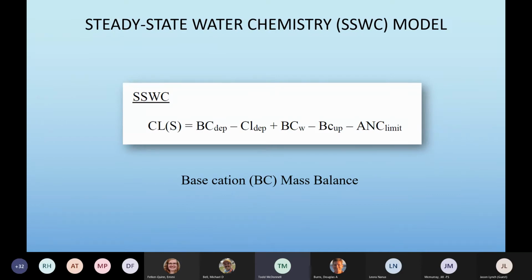So like Jason mentioned, we used a trimmed down version of the SSWC model. We took out the nitrogen terms, so we're generating critical loads of sulfur in this project. We have that base cation balance where we have the inputs from deposition and weathering, and then we have the outputs, which is the base cation uptake and removal in any tree harvest, and then an ANC limit that Jason so nicely described. For our ANC limit, we specified an ANC concentration of 50 microequivalents per liter to be generally protective of the biology for this region. We could have gone a little bit higher or a little lower, but we chose 50 to base most of our analyses on.